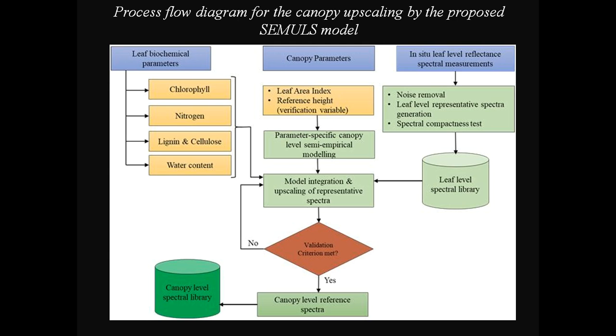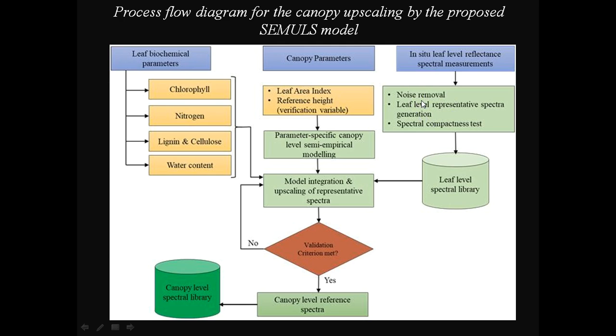Once these three parameters are obtained, that is the spectra, biophysical properties and biochemical properties, we created a flow where we integrated all these components to upscale the model. Here you can see the leaf biochemical parameters. Basically, these are the parameters we are considering: chlorophyll, nitrogen, lignin and cellulose, and the water content. Then for the canopy properties, we make use of the leaf area index and the processed spectrum after removal of dropouts and noise.